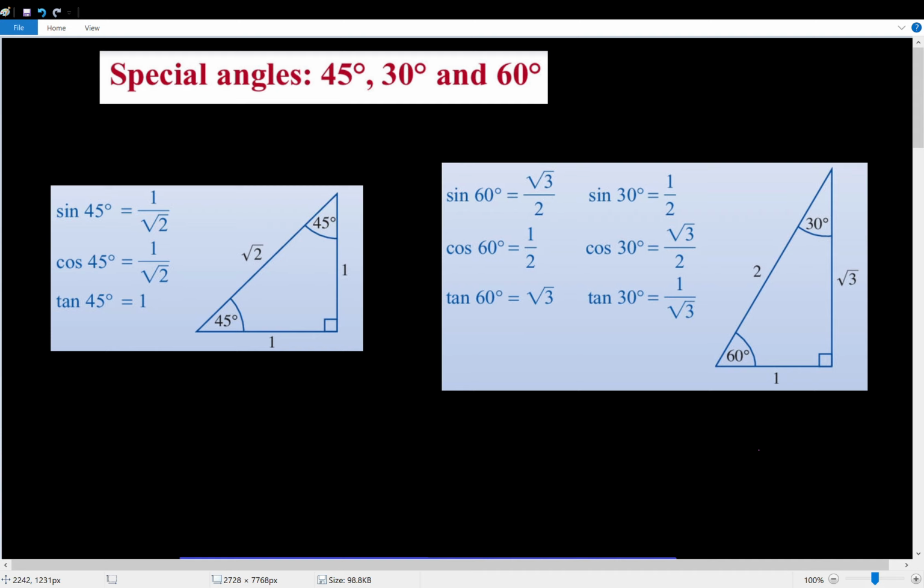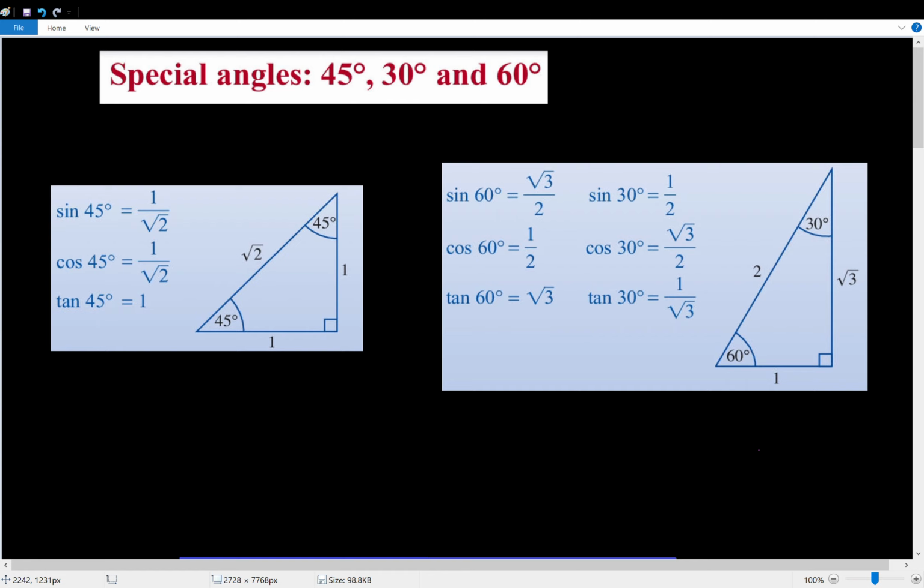In this video, we're just going to look at some special angles in trigonometry, and they are 45 degrees, 30 degrees, and 60 degrees. Now, the reason that they are considered special is that their sine, cos, and tan can all be expressed as simple fractions or as surds, and you can see them in the diagrams on screen at the moment.